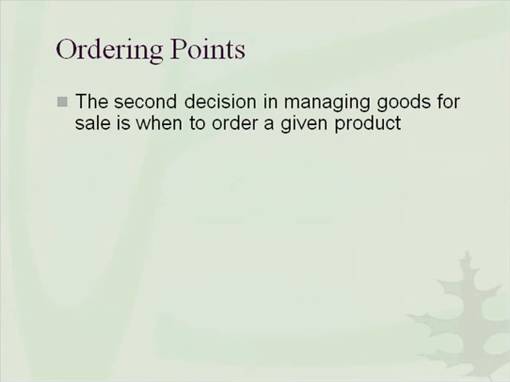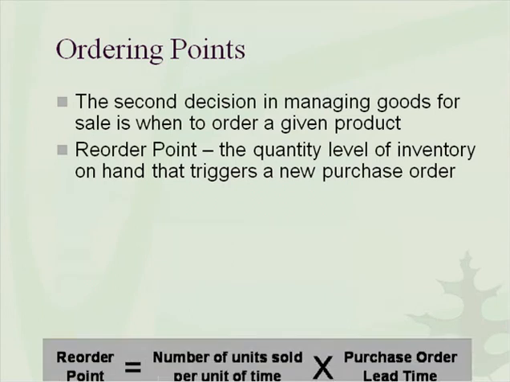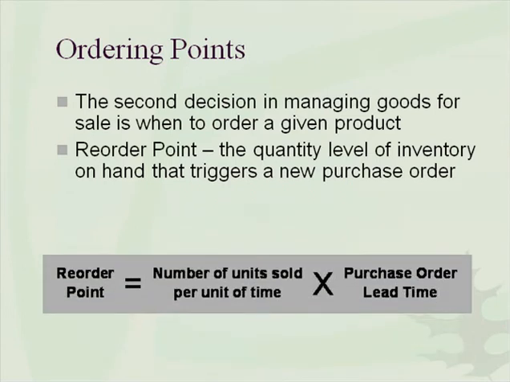All right, the second decision in managing goods for sale is when to order a given product. The reorder point is the quantity level of inventory on hand that triggers a new purchase order. So the reorder point is equal to the number of units sold per unit of time times the purchase order lead time.